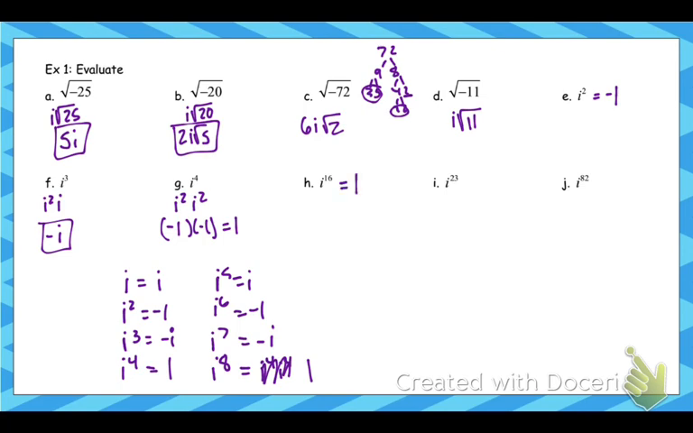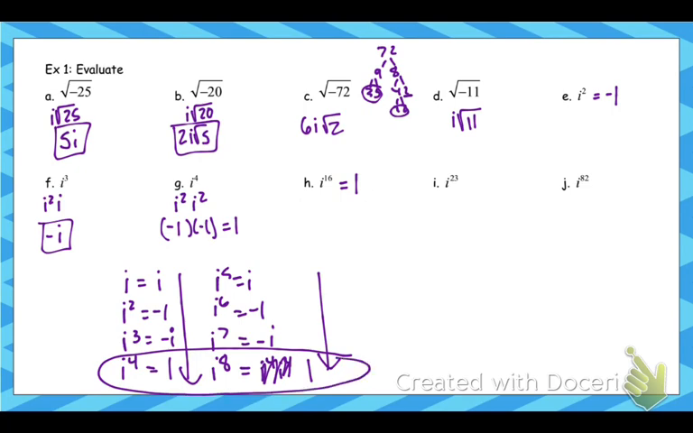And notice that we're kind of going in this cycle. What you'll notice at that cycle is that every time we end with a multiple of 4, we're getting 1 as our answer. So whenever we simplify these bigger expressions, we're going to look for the closest multiple of 4 without going over.